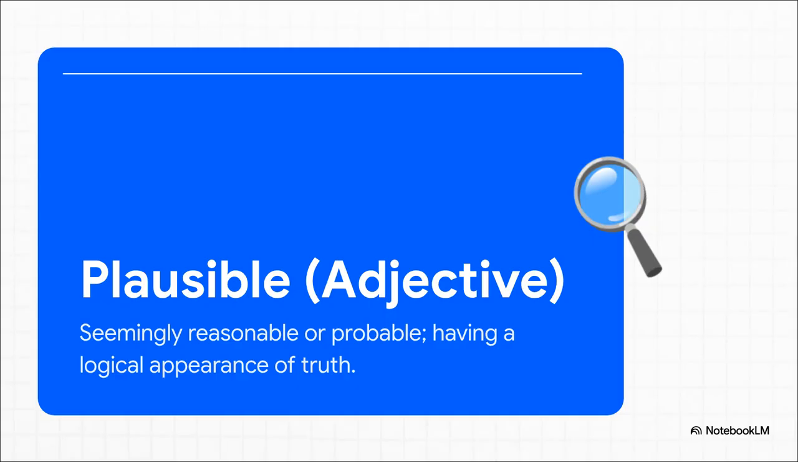First, we have plausible. So what does that even mean? Well, if something is plausible, it sounds right. It seems like it could be true. It has that logical feel on the surface. For example, if a student's explanation for some weird data point was plausible, the teacher would probably accept it. It sounds reasonable, so it passes that first gut check.